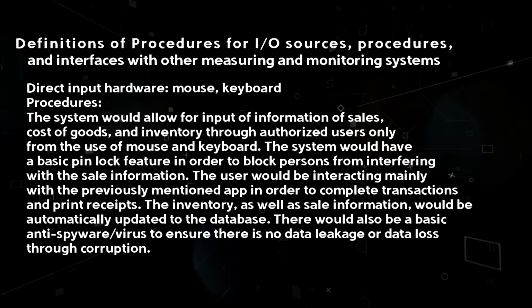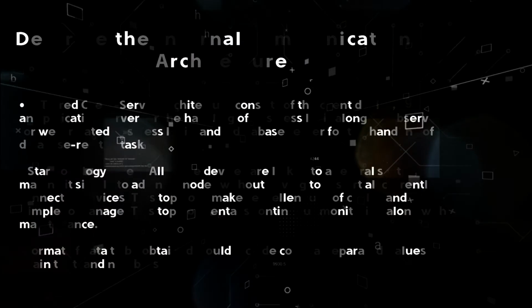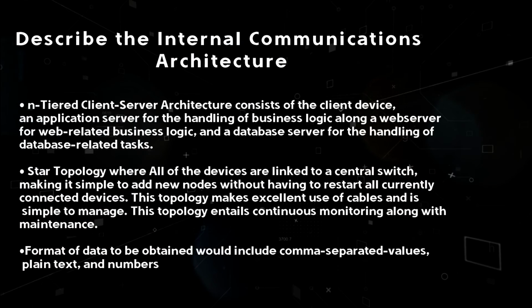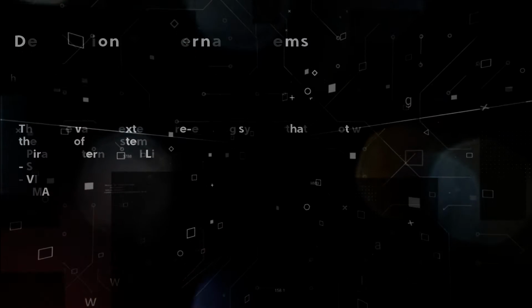The definitions of procedures explains the functions of the software and the hardware listed prior and how they are expected to work in order to efficiently operate the database. The internal communications architecture describes how the information will be handled by the database system, given the data input, data sharing, and the data format.